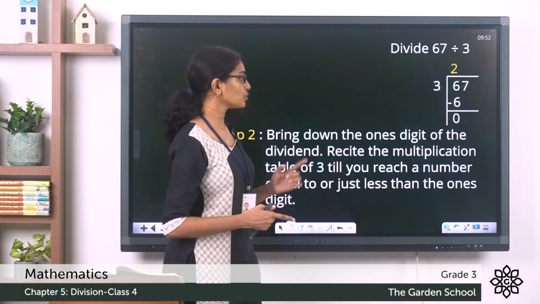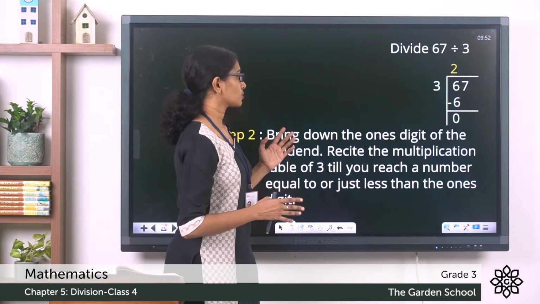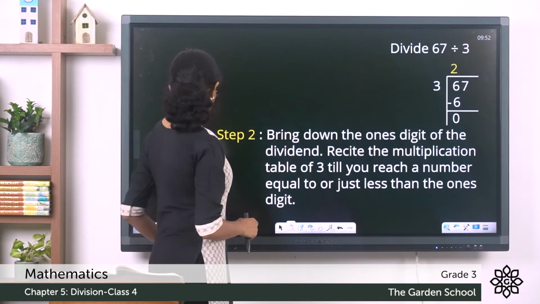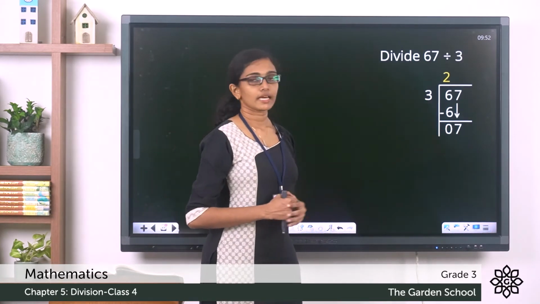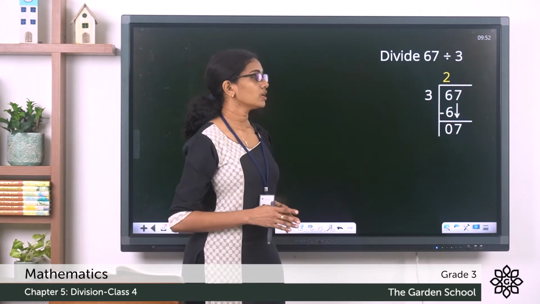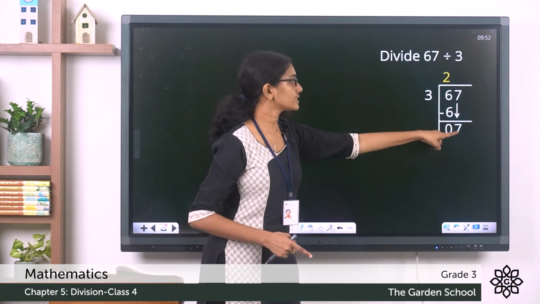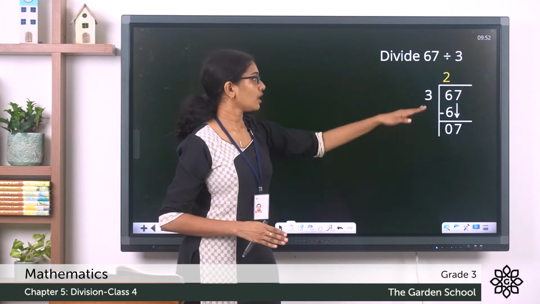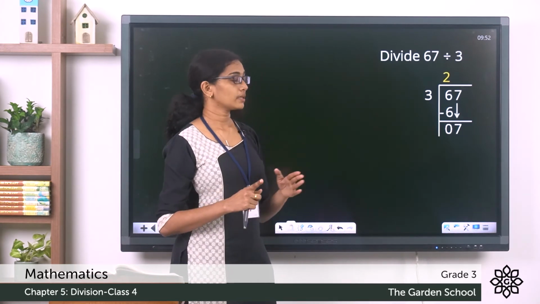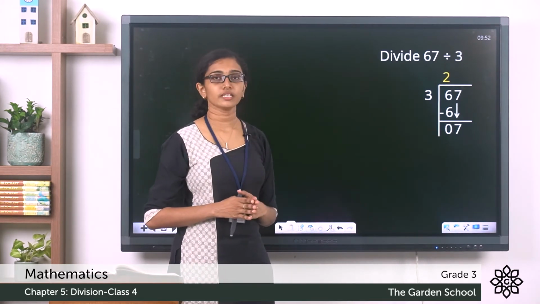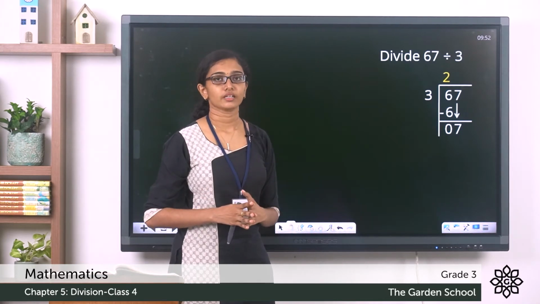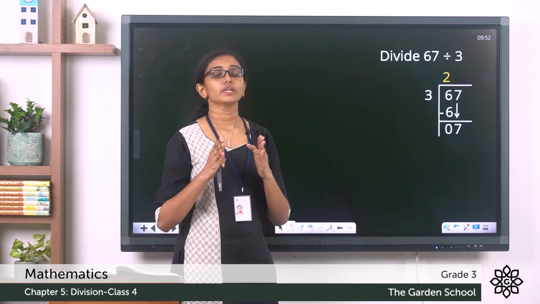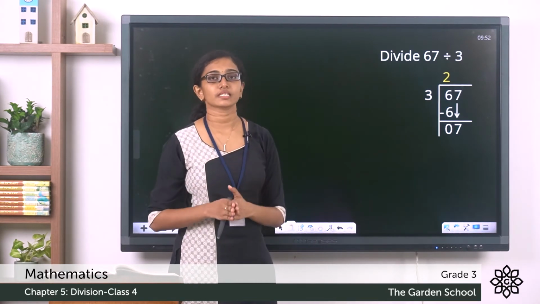Now the next step is to bring down the next digit. So bringing the ones digit down, we get 7 here. And we got 7 here when we brought this 7 down. The next step is to divide this 7 by this 3. So what do we do then? We recite the table of 3 again. So it is 3 ones are 3, 3 twos are 6, but 3 threes are 9, which is more than 7. So we recite the table of 3 till we reach 7 or just less than 7.